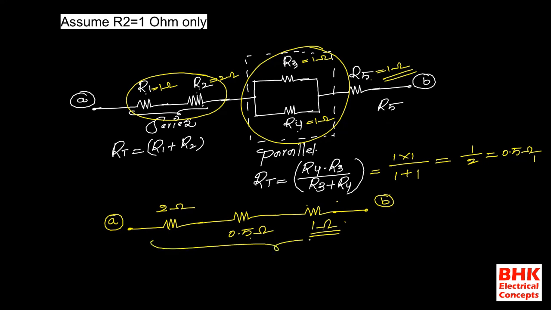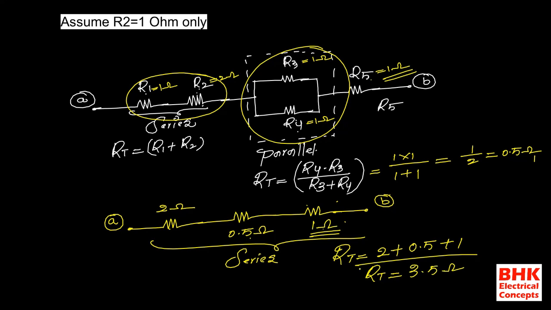Now see, again these three are connected in series. When these three are connected in series, how do we find the equivalent? Then we can directly add, yes or no? So the total resistance is equal to 2 plus 0.5 plus 1, which is 3.5 ohms. So this is the procedure we need to follow whenever we solve problems consisting of series and parallel combinations of resistances.